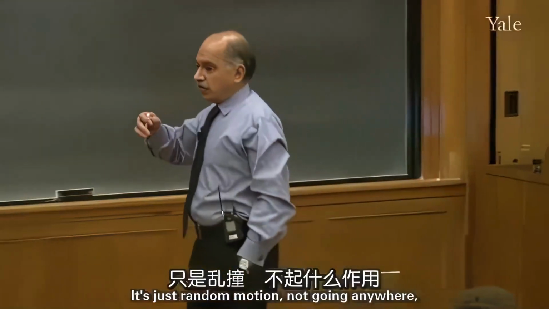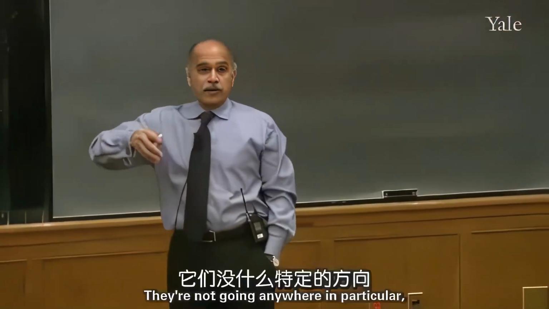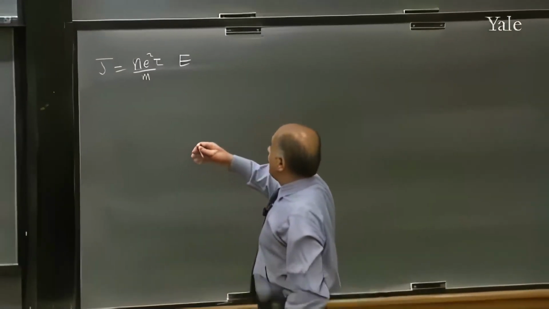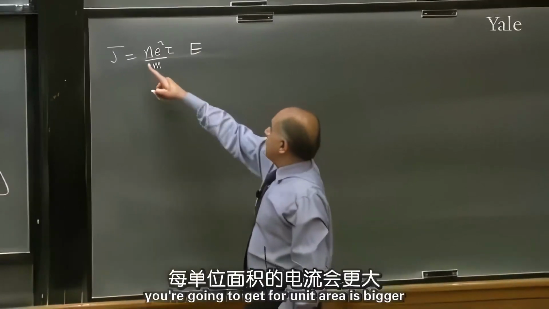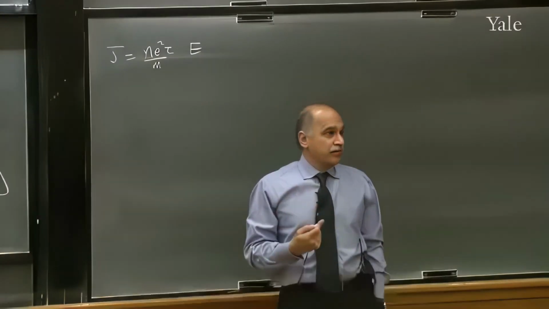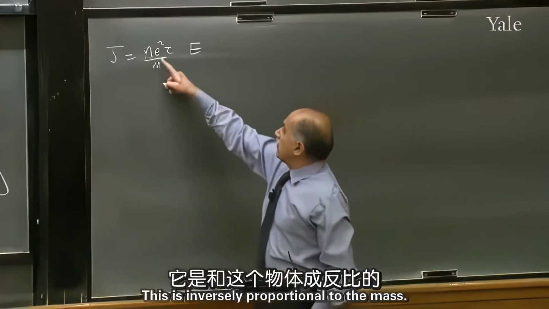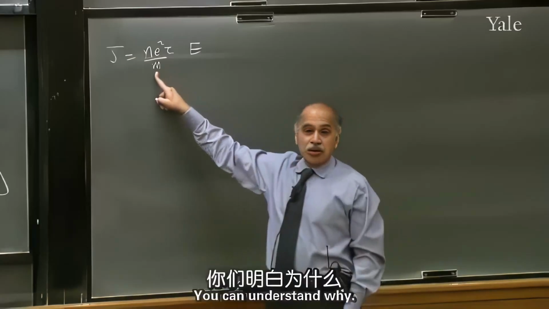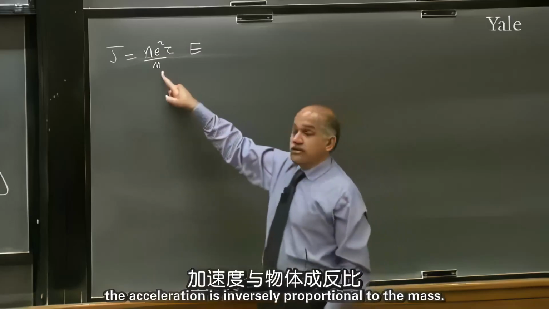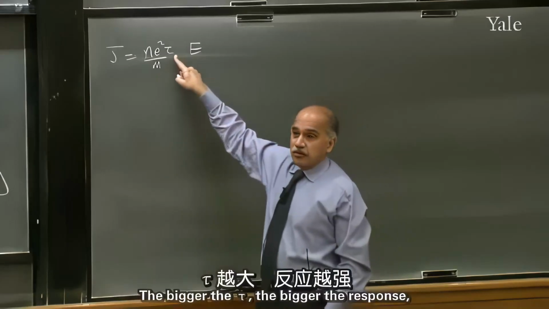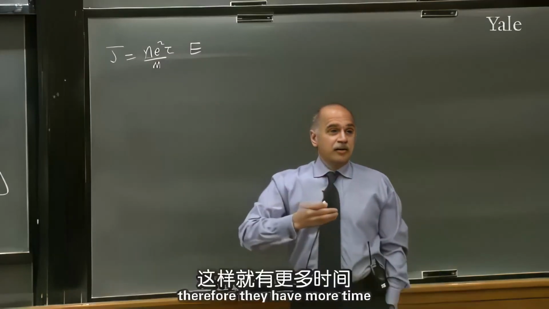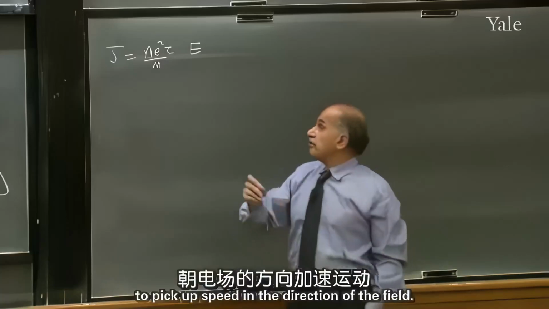There's random motion not going anywhere, like molecules in this room. They're not going anywhere in particular, even though they're moving. You're saying that the current that you're going to get per unit area is bigger if you have a bigger density of carriers. That makes sense, because they're the ones carrying the charge. It is inversely proportional to the mass. You can understand why, because the electric field, whatever force it produces, the acceleration is inversely proportional to the mass. The bigger the tau, the bigger the response, because they can go for a longer time on average before colliding. Therefore, they have more time to pick up speed in the direction of the field.